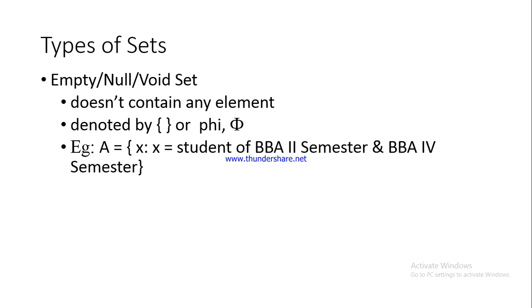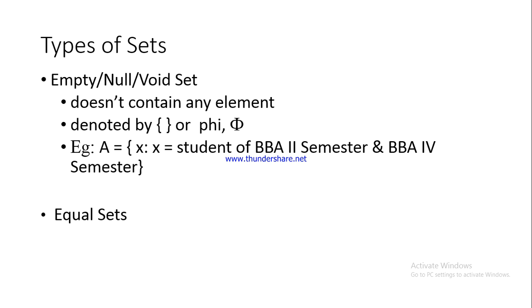Example: A is equal to {X such that X is a student of BBA second semester and BBA fourth semester}. Now please understand, this is the set builder form, and we can understand that X is a student who belongs to both BBA second semester and BBA fourth semester. You would understand that there can be no student who is studying both in the second and the fourth semester. It's just not possible, which means this particular set will not have any element. This is basically an empty, null or void set. Is this fine?